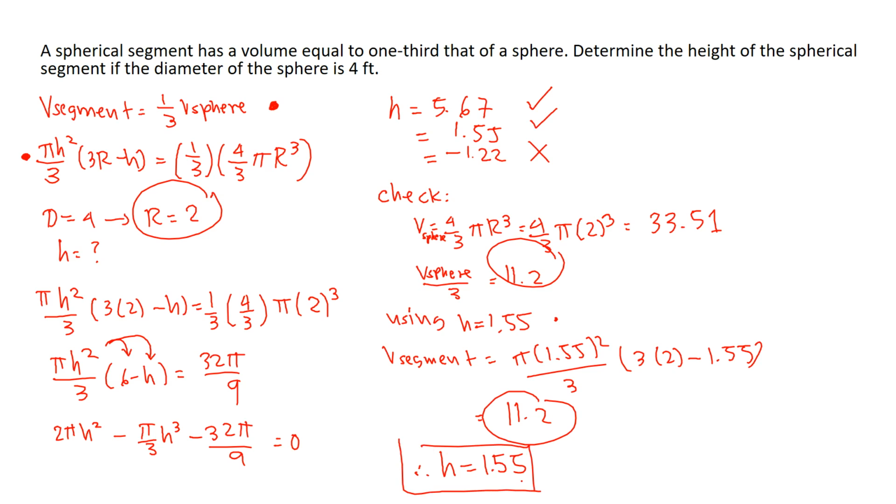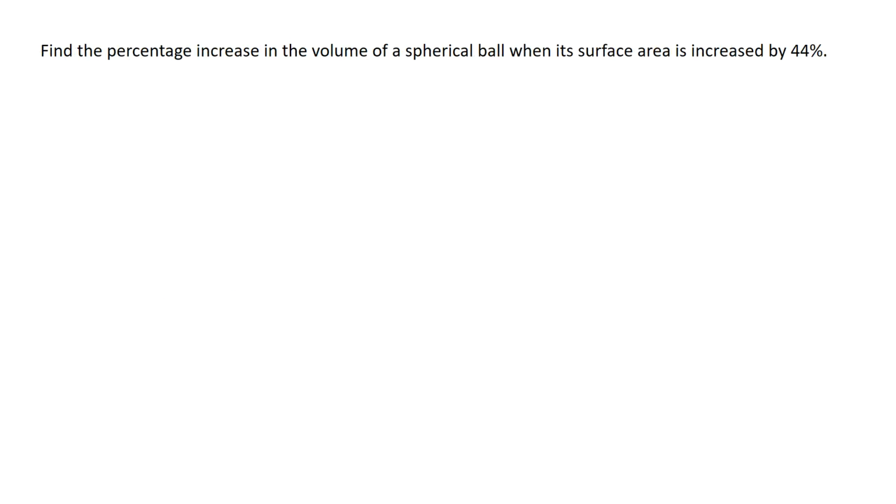Okay, so hopefully these problems are easy so far. But it's already 26 minutes, and there is a second problem, so let's proceed to the next. Alright, so we have here: find the percentage increase in the volume of a spherical ball when its surface area is increased by 44%.